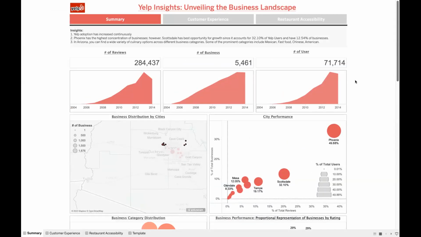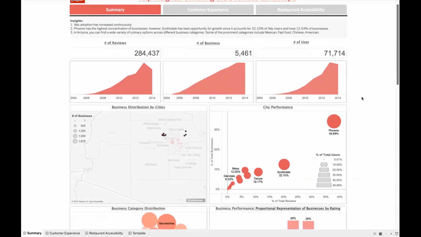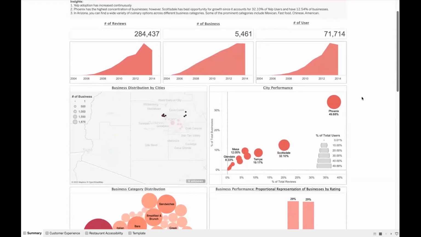Now, looking at the number of reviews, number of businesses, and number of users, we can see that there are 284,000 reviews for 5,461 businesses, and we have almost 71,700 users from Arizona. We can also see that there's a gradual increase in the number of reviews and number of businesses over the years. So we can see that the restaurant business and Yelp has been increasing since the time they started.